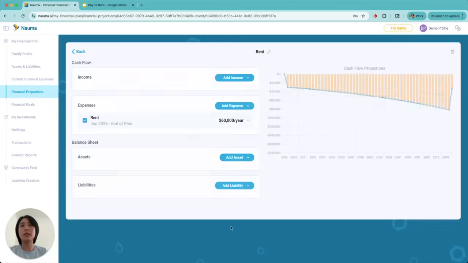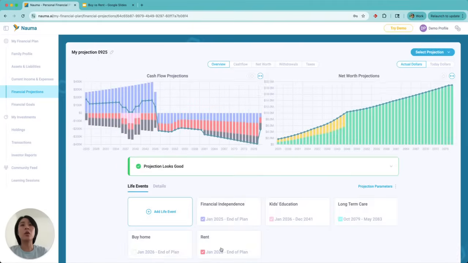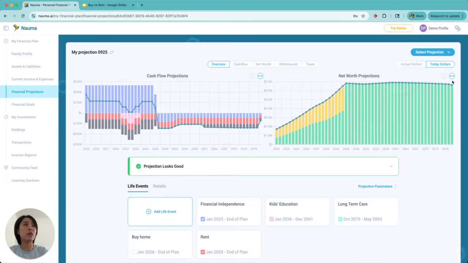For rent, we see that we're spending $5,000 month over month, and there's inflation, so it grows over the years till the end of the projection. We can see this rent, the right bar on the top left side, is a cash flow, and it just keeps growing. On the right side, if we keep renting, we end up with something like $18.9 million, but that's with inflation. In today's dollars, meaning today's buying power, that's $6.6 million.